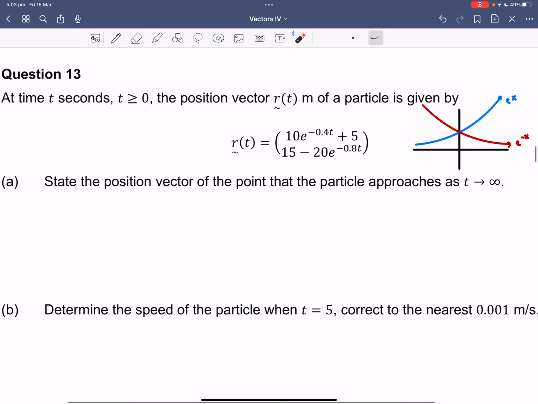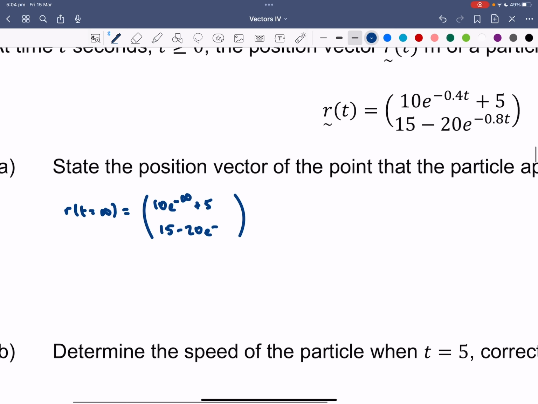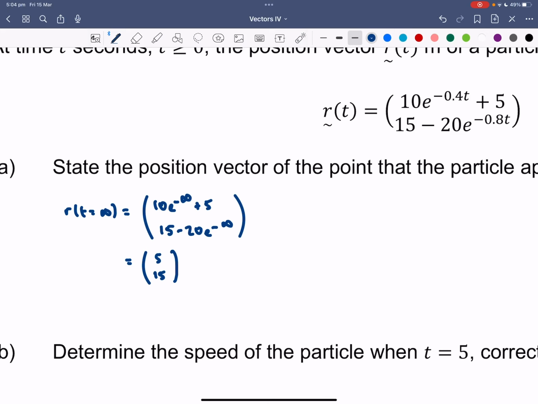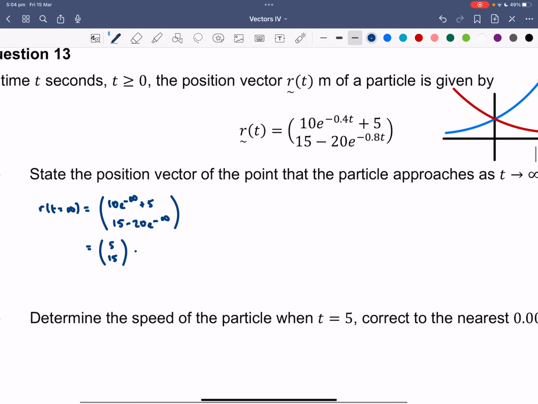State the position vector of the point that the particle approaches as t approaches infinity. So if I sub in t equals infinity into here, I just told you that e to the negative infinity is 0. So this is 10 e to the negative infinity plus 5, and this is 15 take 20 e to the negative infinity. We just agreed that e to the negative infinity is 0. So that makes this top thing 5, and it makes this bottom thing 15. So there you go. That's the position that the particle will approach, blah, blah, blah, meters.